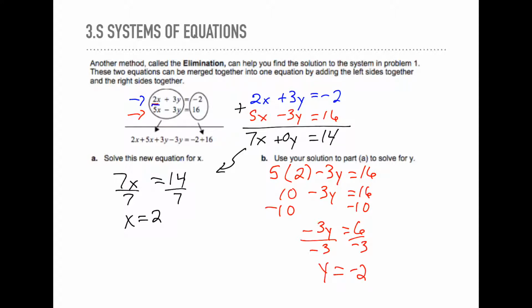Once again, it didn't matter which one we plugged it into, and it didn't matter which method, we got x equals 2 and y equals -2 as our answer. And I'll write that as a coordinate point, 2, -2.